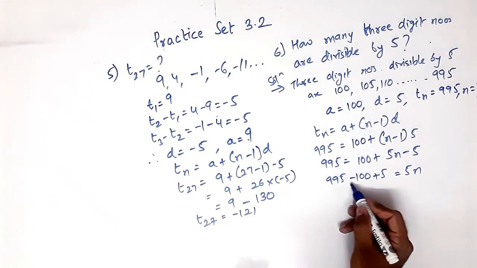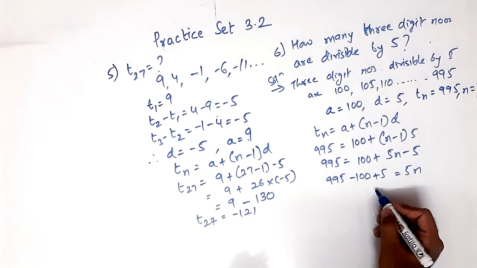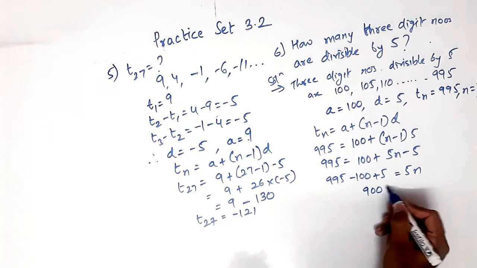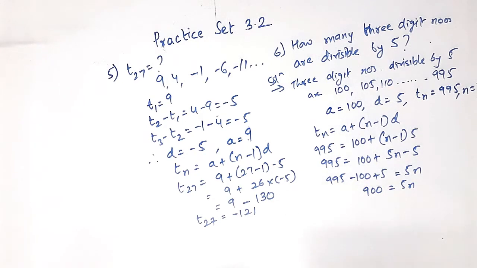Okay, what is 995 minus 100? 895. 895 plus 5. What is 895 plus 5? It is 900. 900 is equal to 5n. Okay, so n will be how much? 900 upon 5.